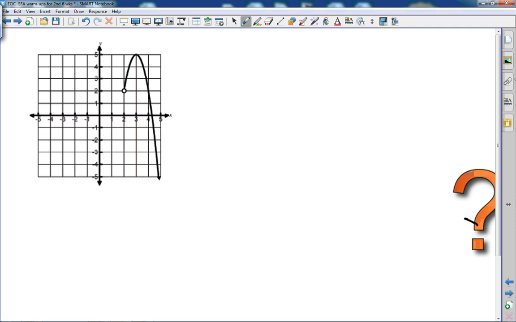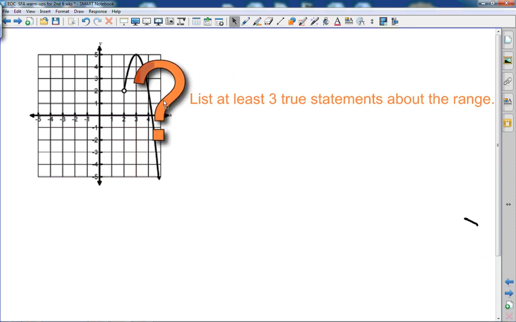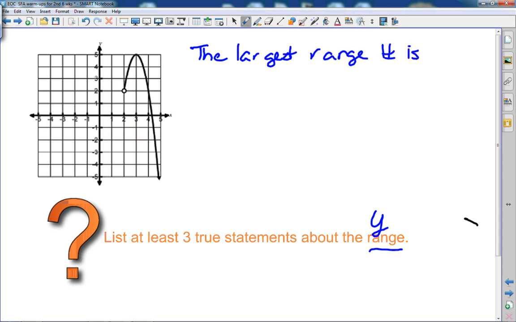This one, let's see here. It says list at least 3 true statements about the range. Well, first off, what letter is the range? The range is the y. So if I look at the y on this graph, I would say the largest number is 5. I could say that.